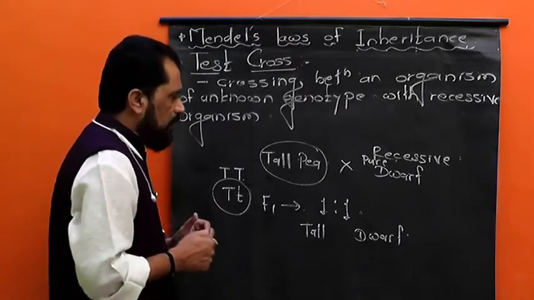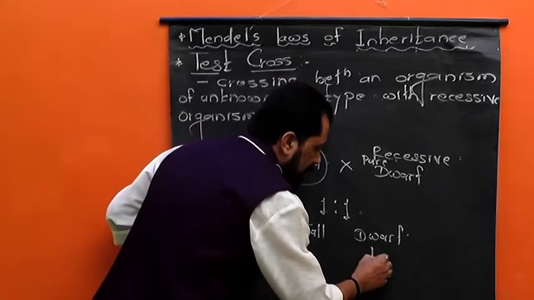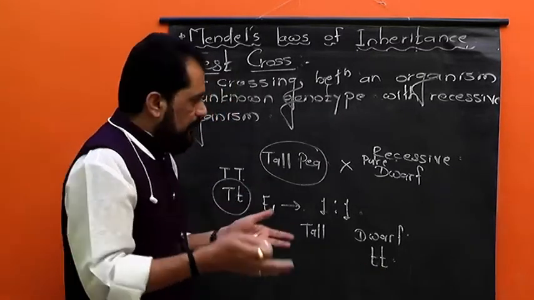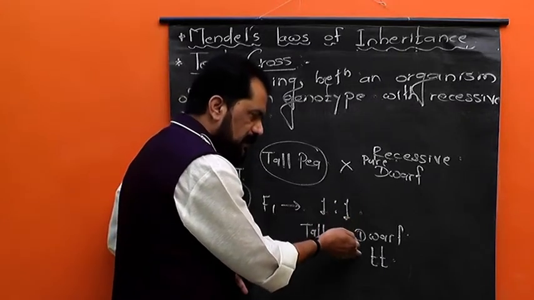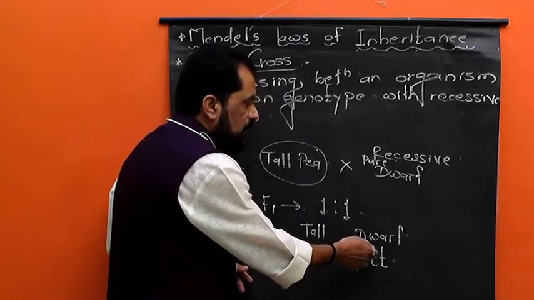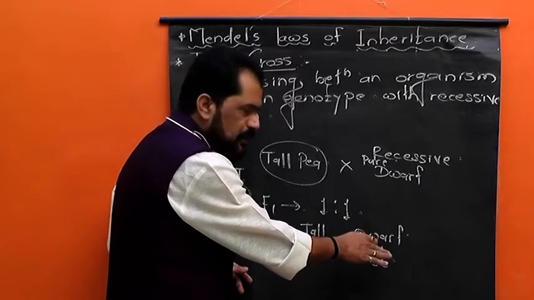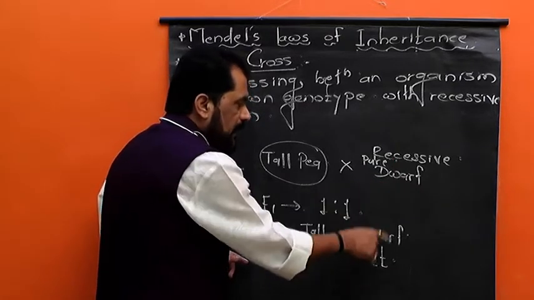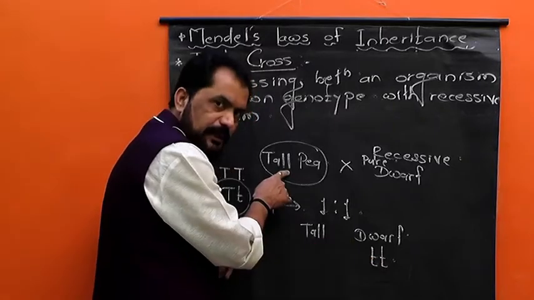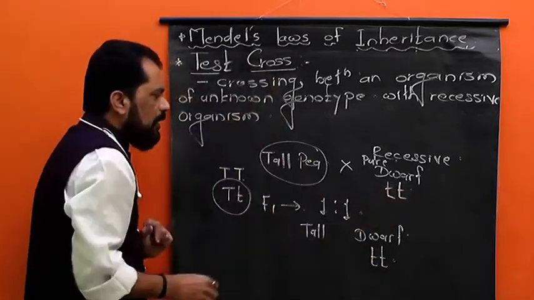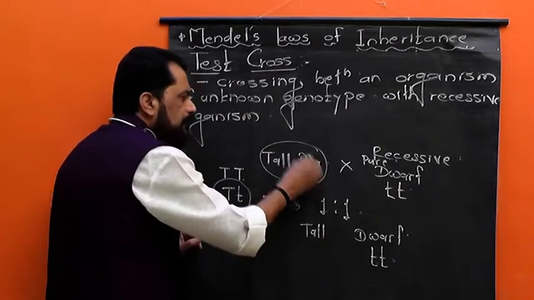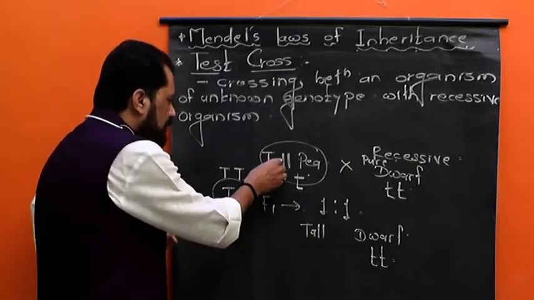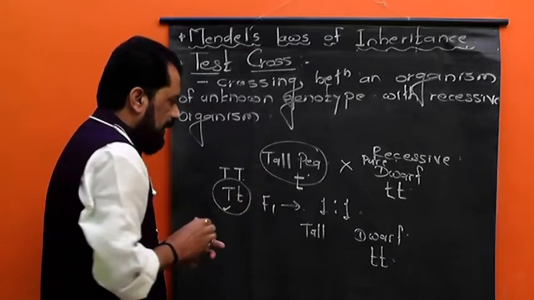Let me explain. We know that the dwarf pea plant always has genotype small t small t. Now this dwarf pea plant, which is a recessive organism, has two recessive alleles, which means one allele has come from one parent and another allele has come from the other parent. So obviously this tall pea plant has at least one small t allele, that is a recessive allele. So it clearly indicates this tall pea plant has genotype capital T and small t.